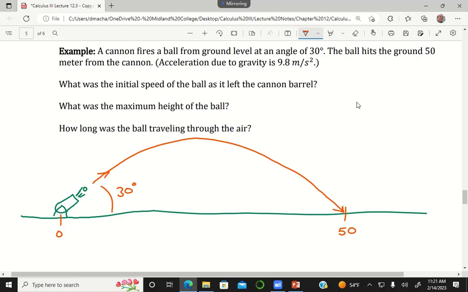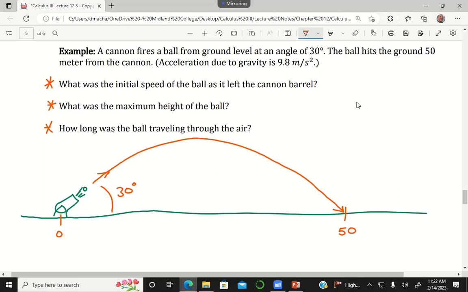After the cannonball is shot out of the cannon, we're going to ignore air resistance. And so ignoring air resistance, really the only force acting on the cannonball after it leaves the cannon is going to be gravity. There's a bunch of questions we want to ask. Maybe you've already done this in like physics 1. But we want to ask, what was the initial speed of the ball as it's leaving the cannon barrel? Right, so if we need it to travel 50 meters, how fast does it need to be going?